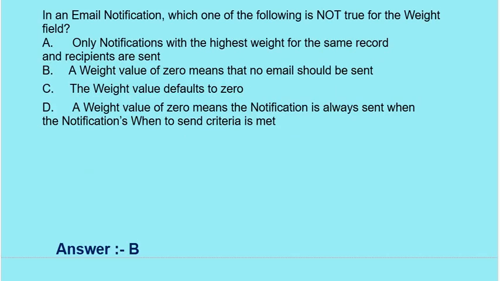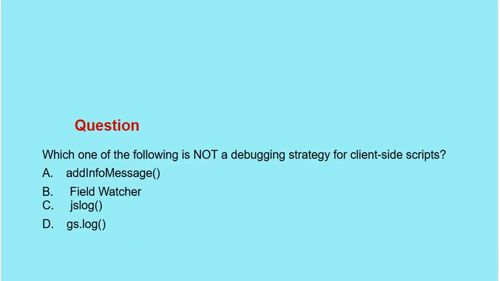Correct answer is option B. Question is which one of the following is not a debugging strategy for client-side scripts? Option A, addInfoMessage function. Option B, field watcher. Option C, jslog function. Option D, js.log function.